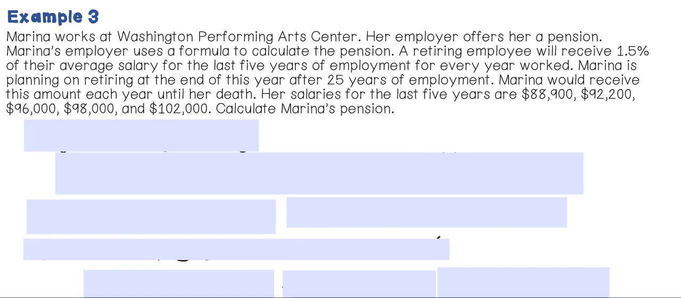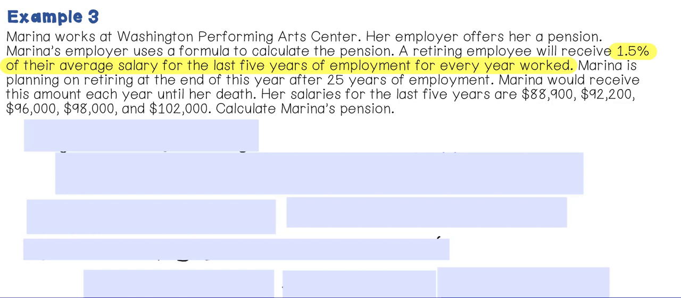In this third example, we're going to look at pensions. Marina works at Washington Performing Arts Center. Her employer offers her a pension. Marina's employer uses a formula to calculate the pension. After retiring, an employee will receive 1.5% of their average salary for the last 5 years of employment for every year worked. So that whole thing is the formula, and you just turn it into a word problem.